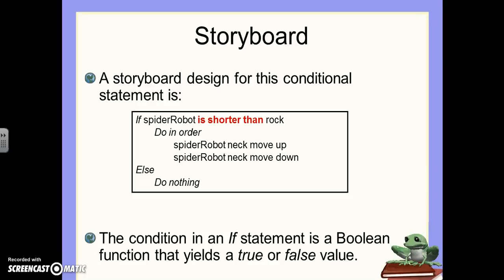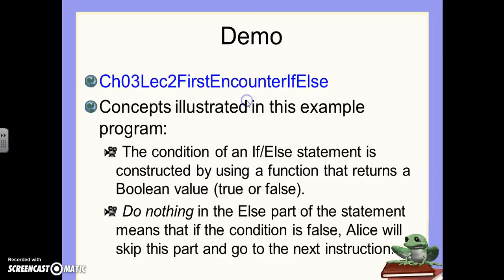The condition of the if statement is known as a Boolean function because it's going to yield us a true or false value in return. Let's take a look at the demo. I will show you the code and then I will execute the program so you can see exactly what's happening.